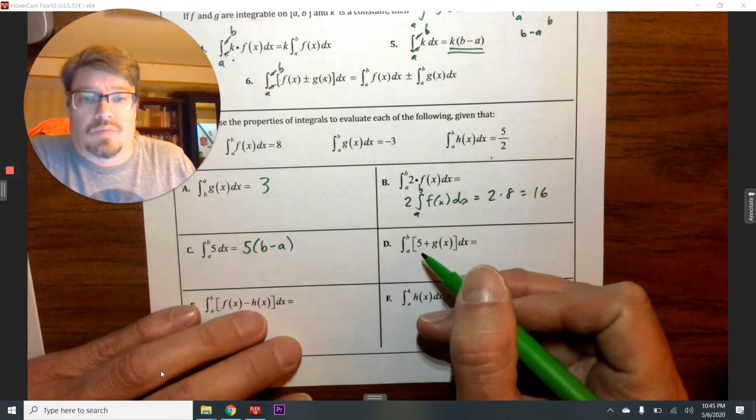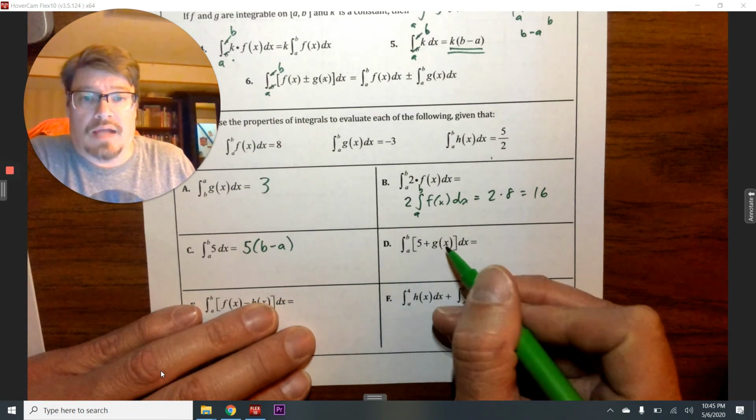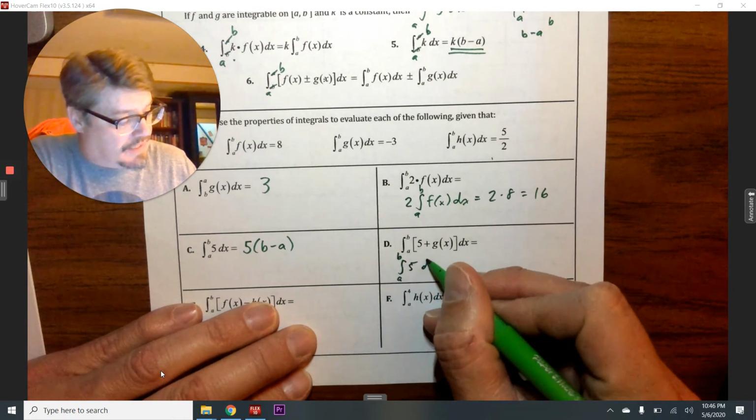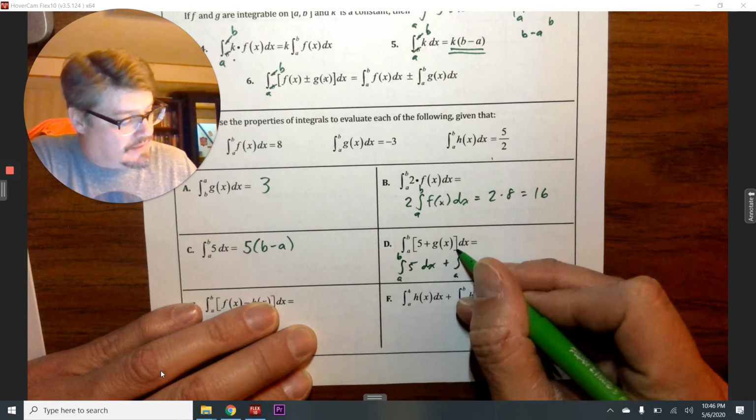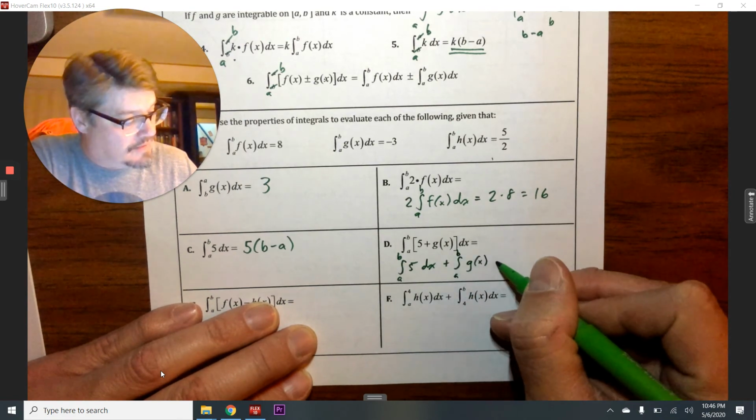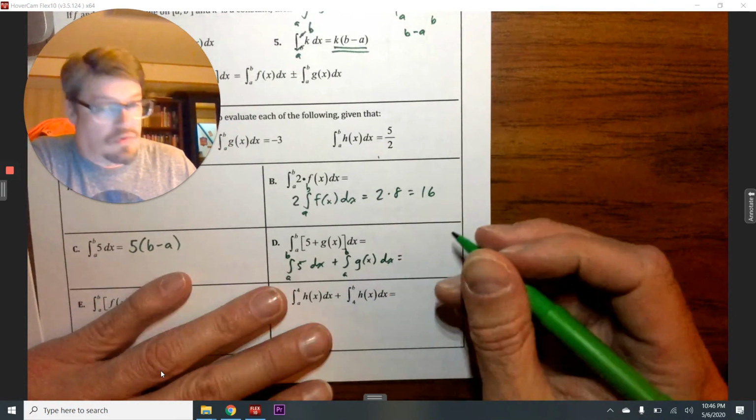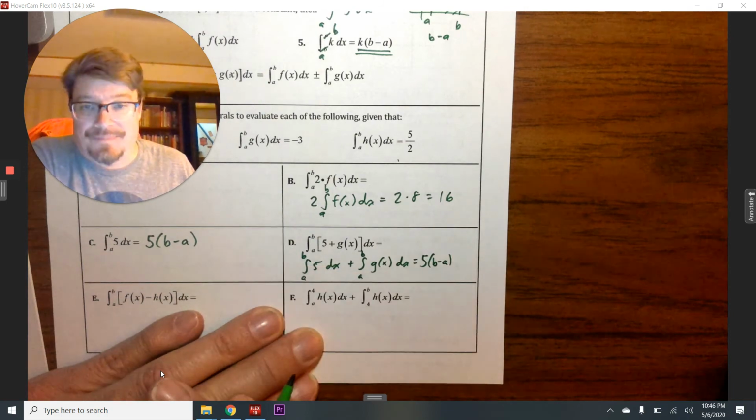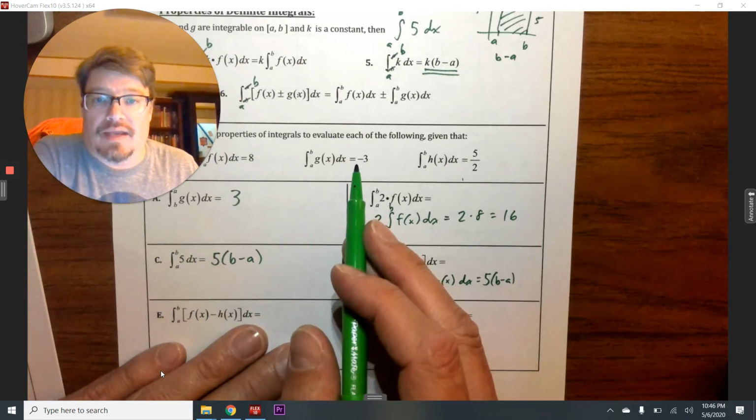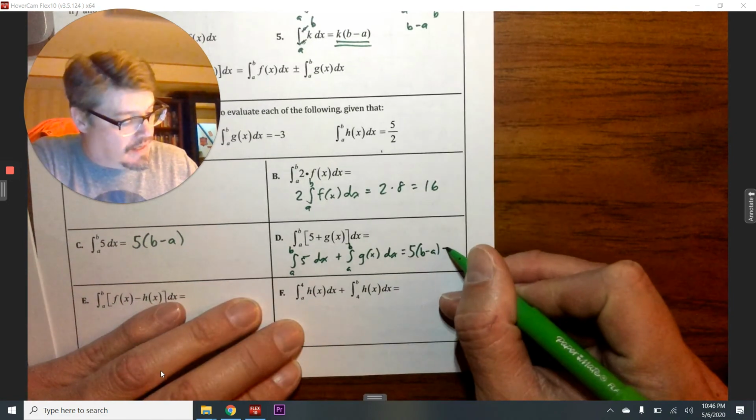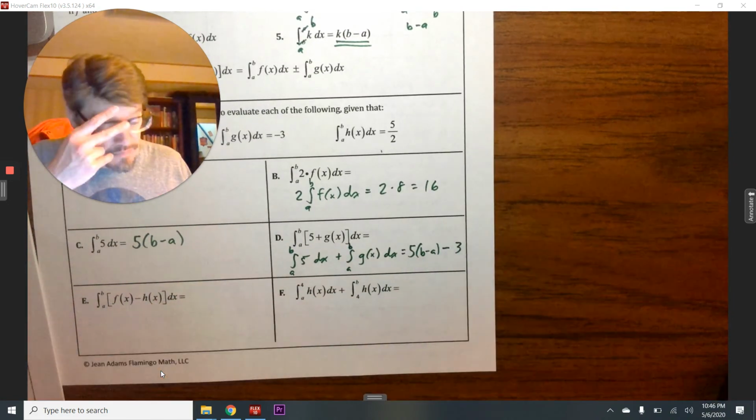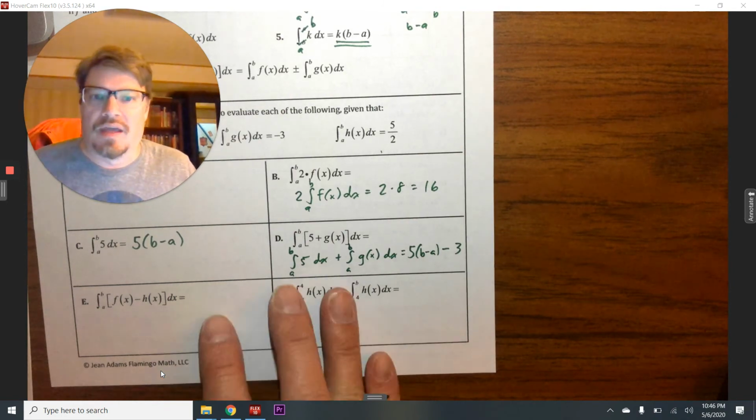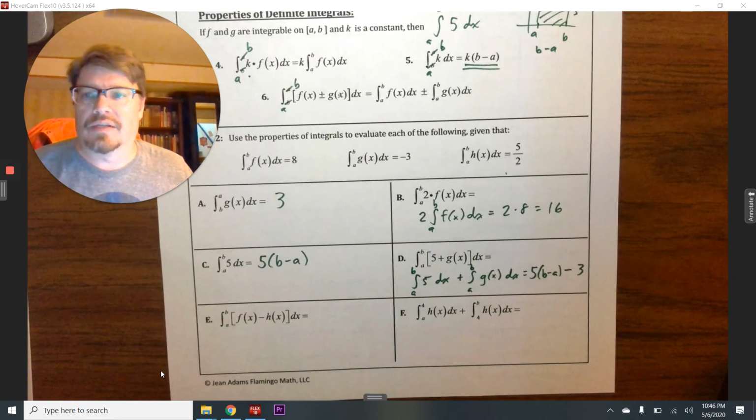I already did this one here. I've got 2 functions here. One's constant, one's g of x. This is a to b of g of x with respect to x. So that would equal 5 times b minus a, which I already figured out in C. Now this one is actually negative, so it looks like it's -3. There's no a, there's no b. Really legitimate AP question right there.